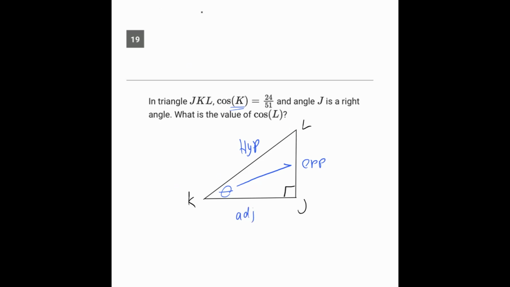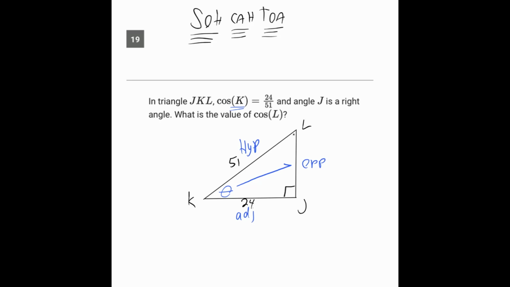Now, of course, we're talking about SOHCAHTOA, which most students have heard of already. It's the idea that the sine is the opposite over the hypotenuse, the cosine is the adjacent over the hypotenuse, and the tan is the opposite over the adjacent. So cosine K is 24 over 51. That means that the adjacent can be 24, and the hypotenuse can be 51. Technically, they're just in a ratio of 24 to 51, but most of the time, you can get away with putting the actual numbers there.